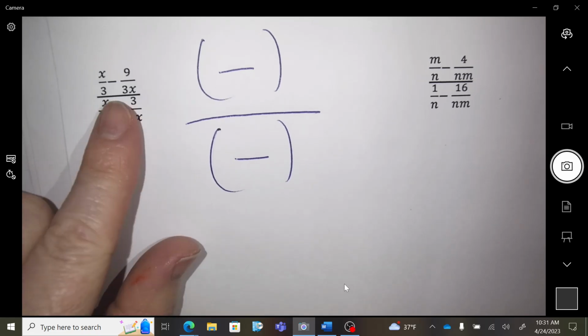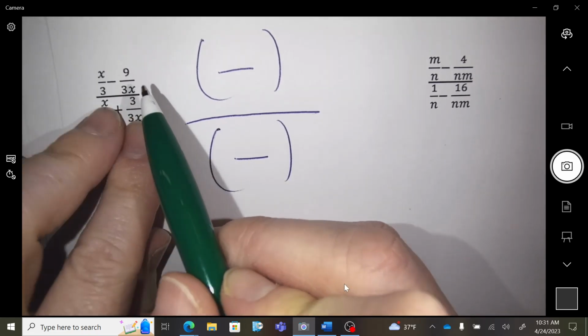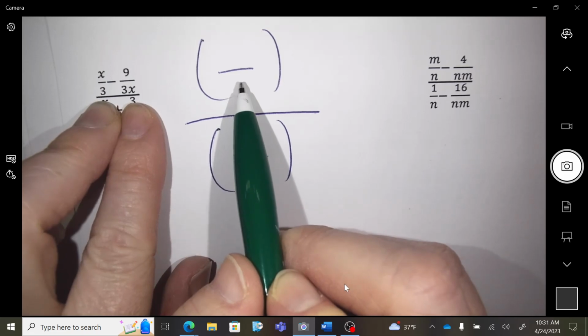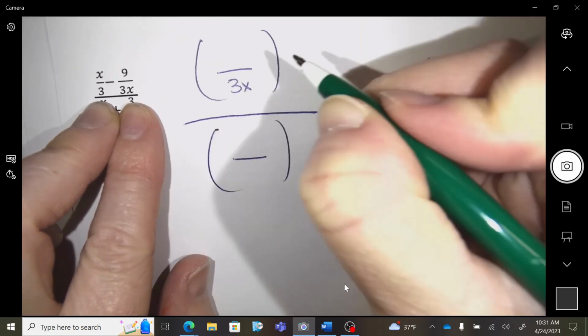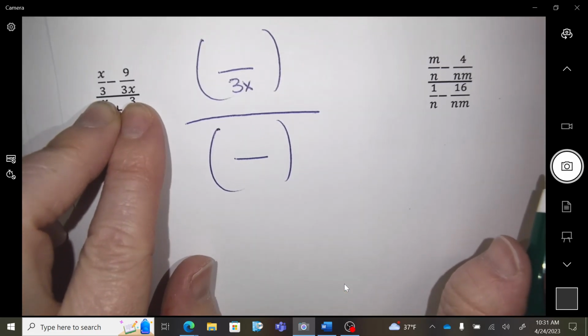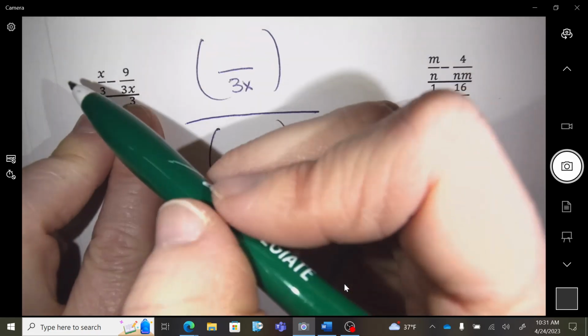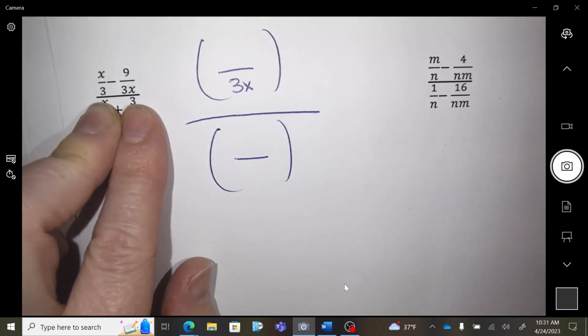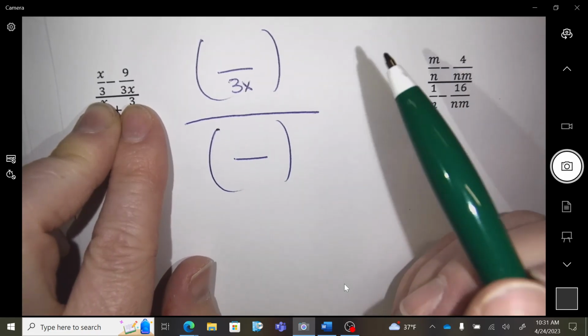Okay, on the top, this is a 3, this is a 3x. So what am I picking? 3x. Okay, you can always ask yourself, does it fit in? Does this fit in? For it to work, they have to fit in.